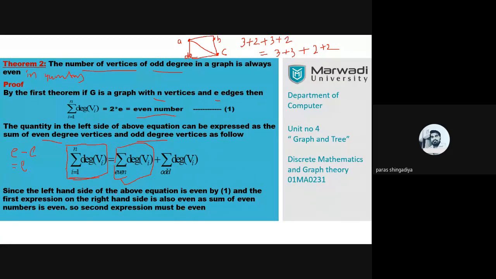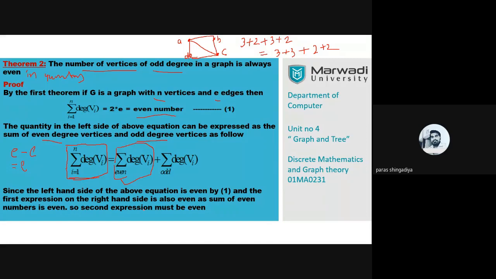The left hand side of the above equation, it means this side, is even by equation 1. Because it is 2 times e by the first theorem, and 2 times e is always an even number. So by using equation 1, the left hand side quantity is even, and the first expression on the right hand side is also even, because the sum of even numbers is even. So it is a result of mathematics.